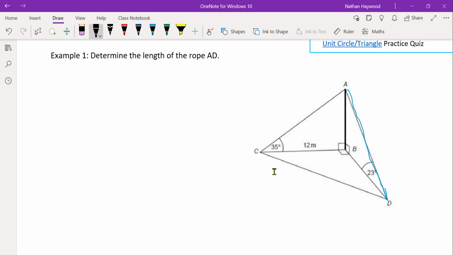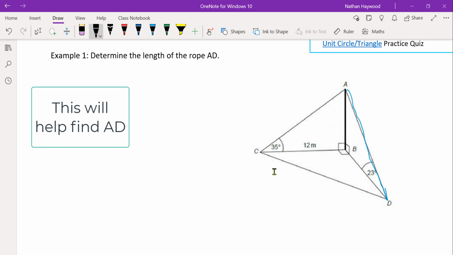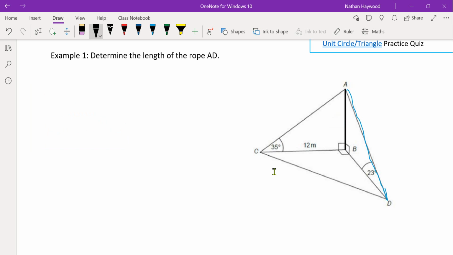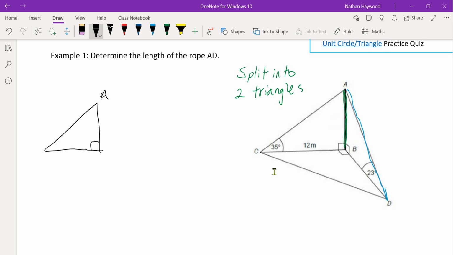So we want to find the height. But before we do that, we need to split our diagram. Most 3D diagrams, you're going to split them into 2 triangles. And the first triangle is triangle ACB, or ABC. We know it's a right angle with 12 on one side and a 35-degree angle. Split it into the 2 triangles. That's when we use trigonometry twice.